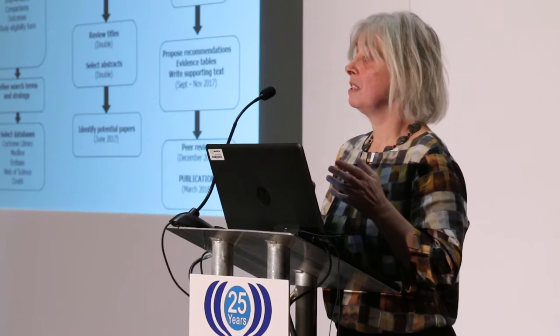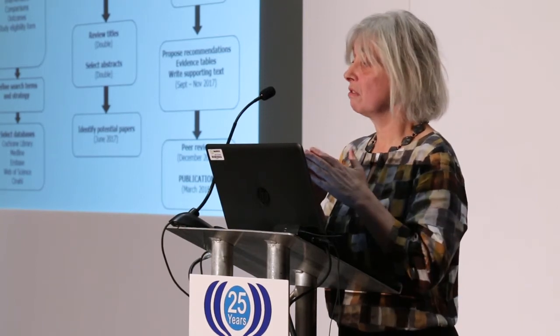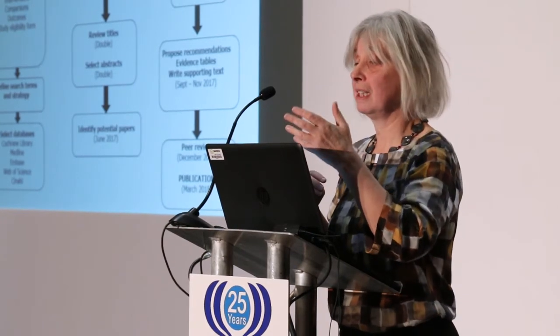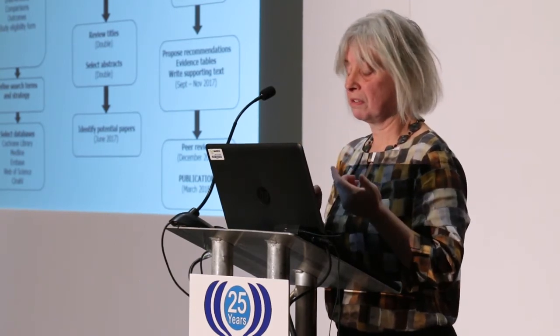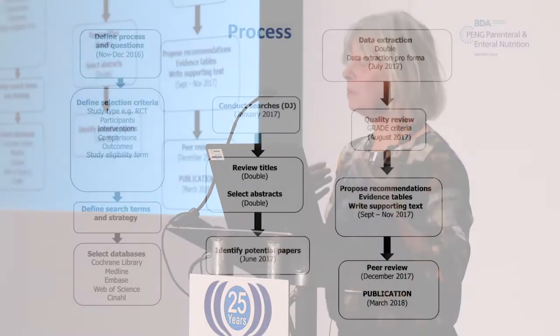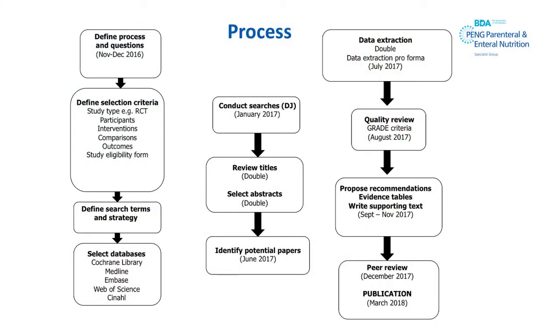So it's not one person's opinion, it's two. And if they disagreed, we would have a third person make a decision on that. So we did double review of titles and abstracts, and then when we pulled out the potential papers, we did double data extraction. What that means is we took out the data individually, two of us, that was relevant to the study, so that we could compare and make sure we've got every single bit of information that we actually need.